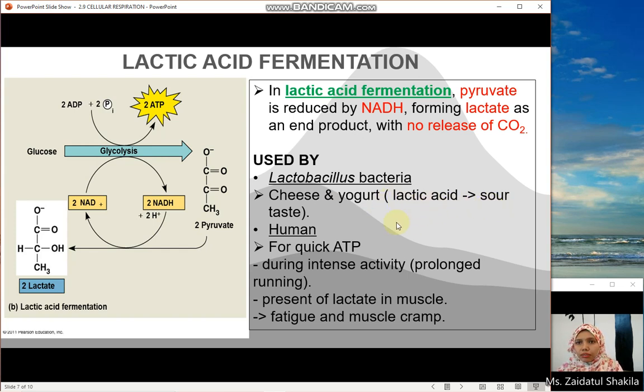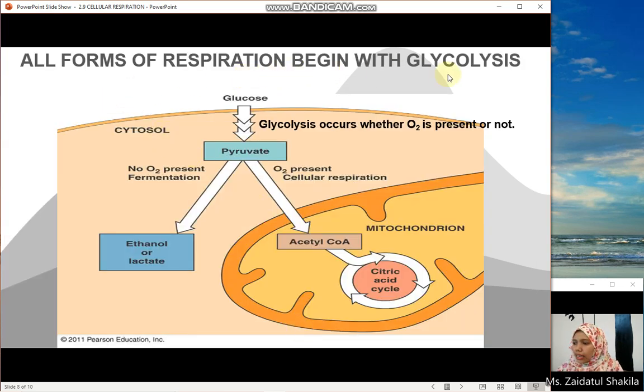In addition, human muscle cells also use this process when oxygen supply is running low, most typically when we are doing intense activities such as prolonged running. Human muscle cells will switch to this process to allow production of quick ATP, and the lactic acid produced in human muscle cells will cause muscle fatigue. So to summarize, all forms of respiration that we have learned, either aerobic or anaerobic, must begin with glycolysis to produce pyruvate. And then there are 3 paths for pyruvate: either pyruvate undergoes pyruvate oxidation, or it undergoes alcohol fermentation or lactic acid fermentation.